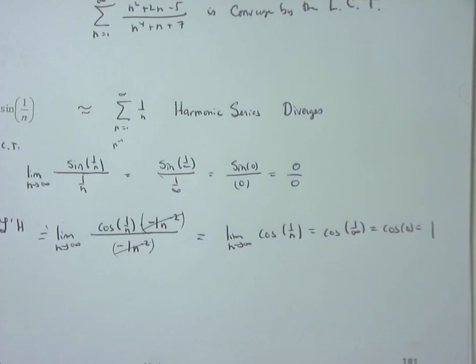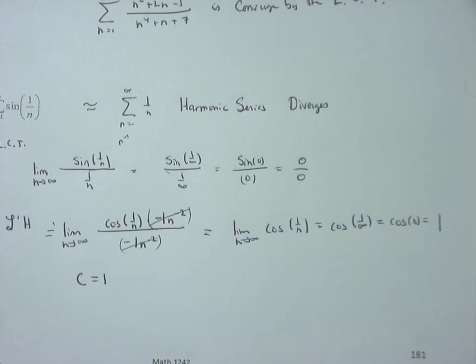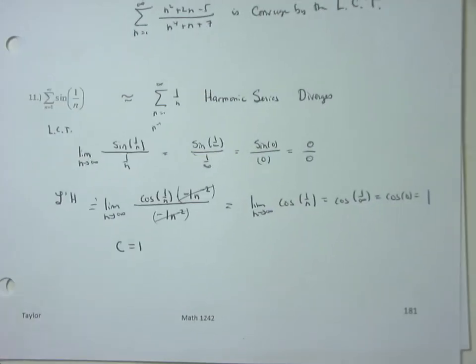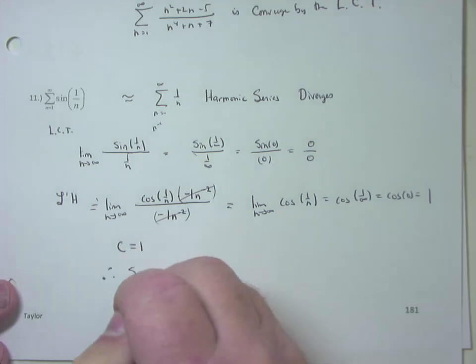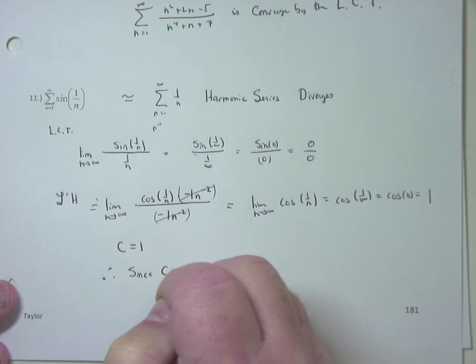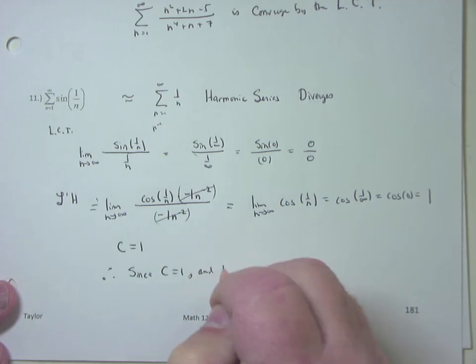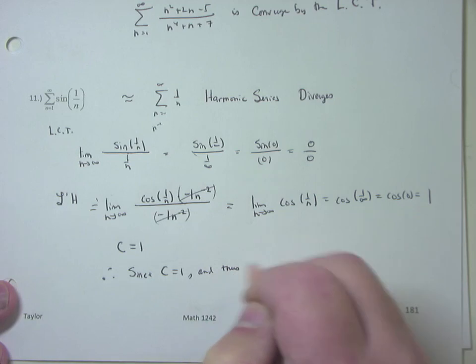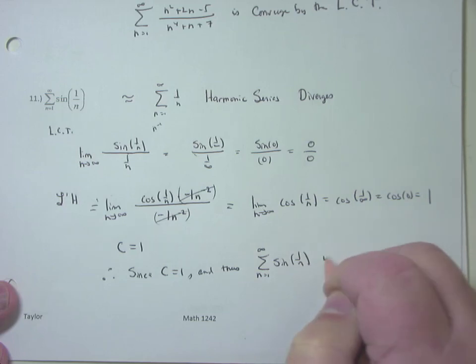So therefore, C is equal to 1 in terms of the limit comparison test. Therefore, since your C is equal to 1, not 0, not infinity, and thus the sum as n goes from 1 to infinity of the sine of 1 over n is what?